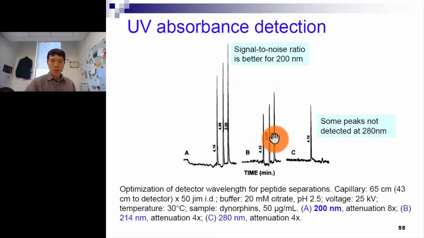Next, we also consider another example here. Difference in the wavelength of the light in the UV absorbance detection, 200 nm to 280 nm. You see a change, the improvement in the signal to noise ratio.